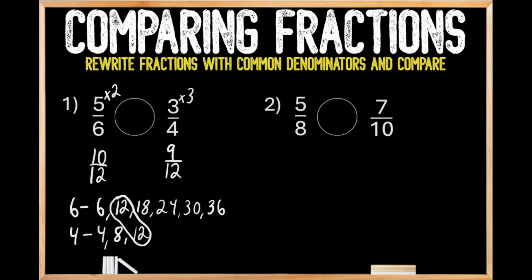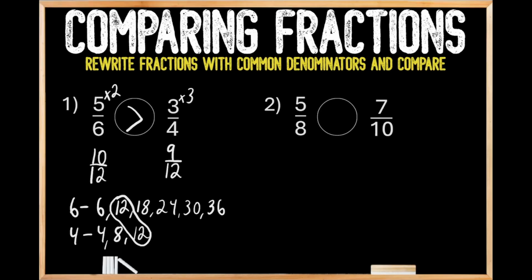So now that we've rewritten these fractions with our common denominators, we can compare these fractions. So we're going to compare the value of our numerators in order to compare these two fractions. Well, here, obviously 10 is greater than 9, so that means that the fraction of 5/6 is greater than 3/4.